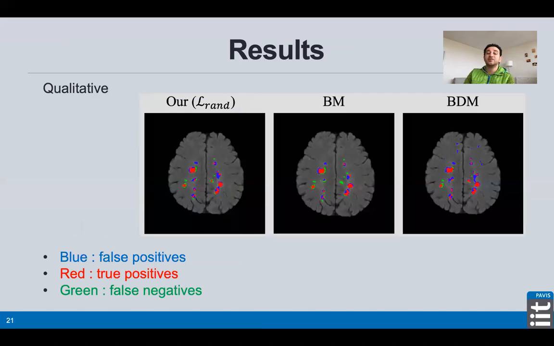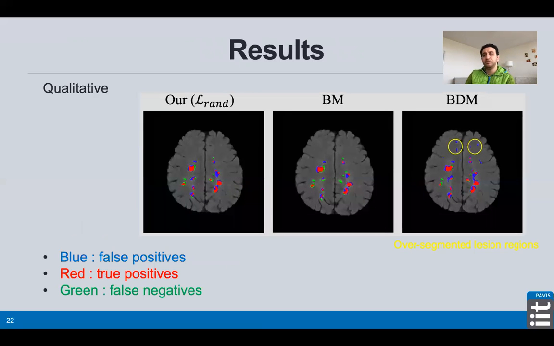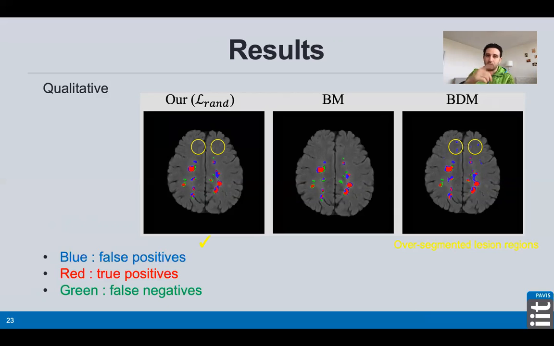With respect to the qualitative result, this is an example of the qualitative results from the different methods. As you can see, in the BDM method, we have over-segmented lesion regions, which are also referred to as false positives, these blue regions inside the yellow circles. And if you compare the same slice in our proposed network, our method correctly ignored this false positive.